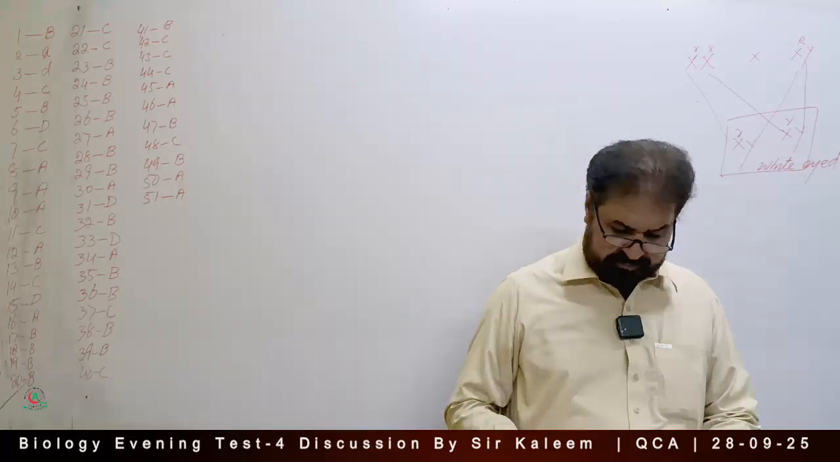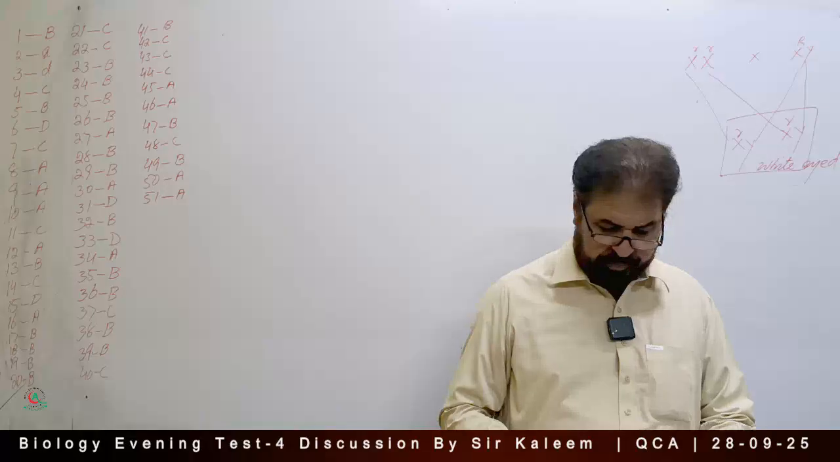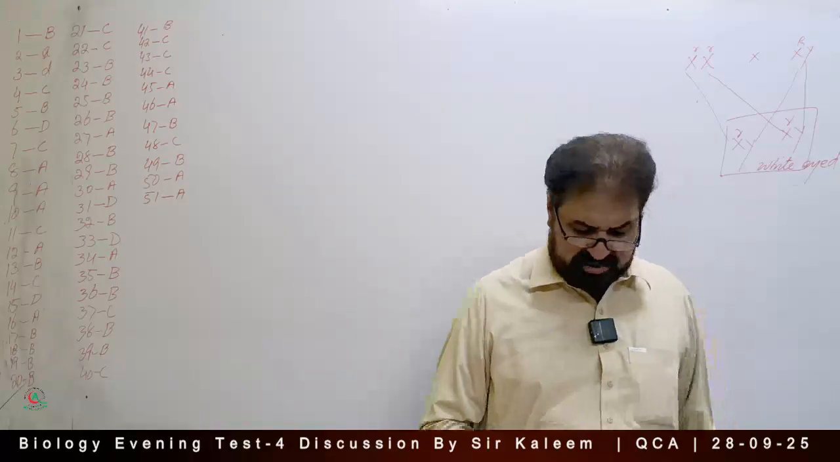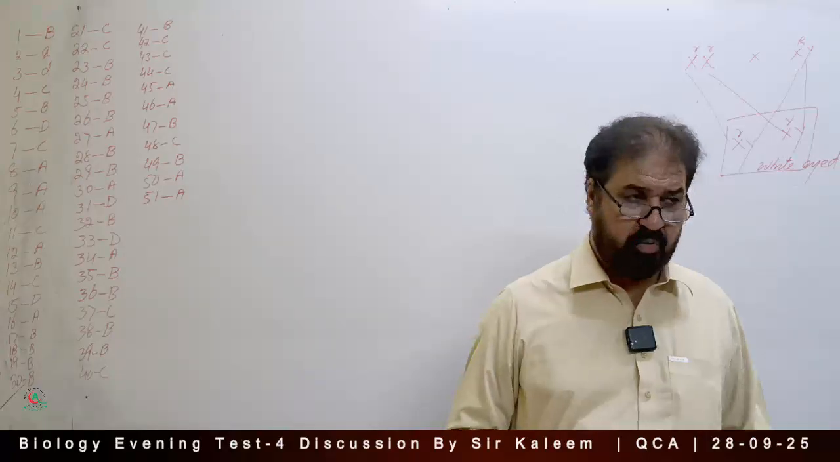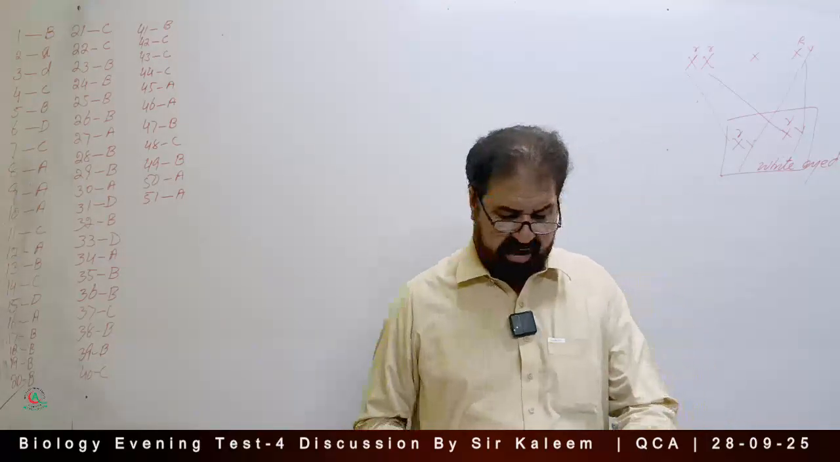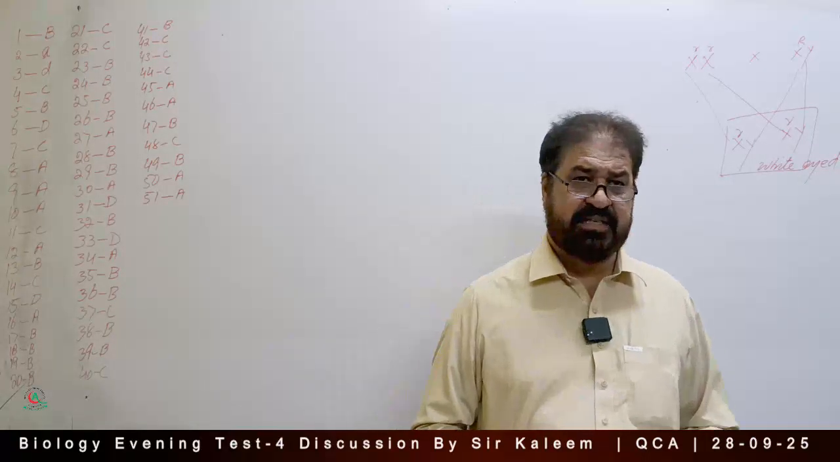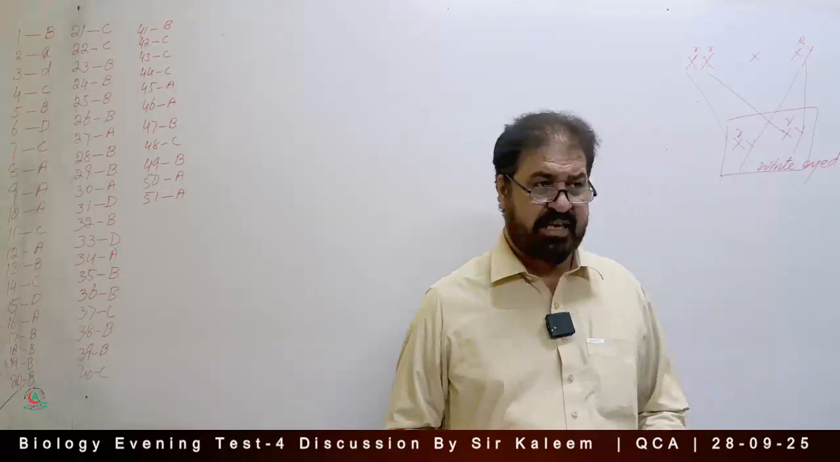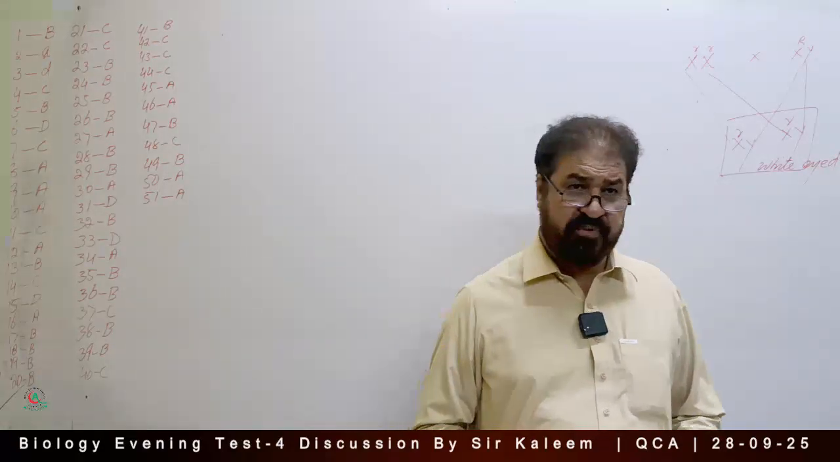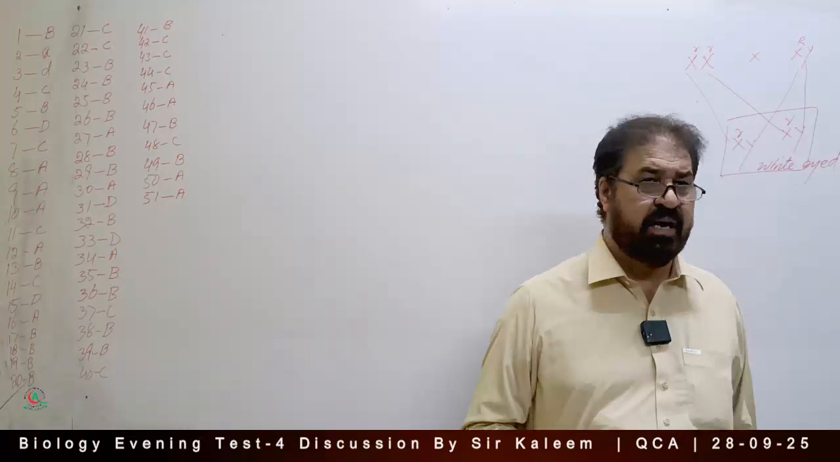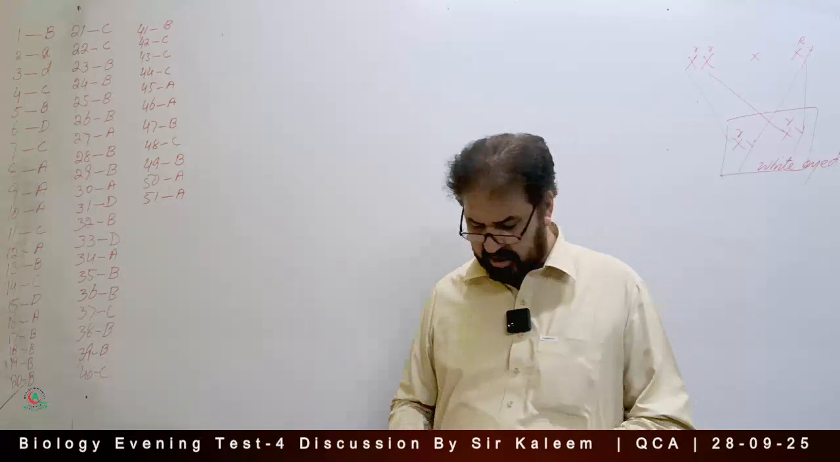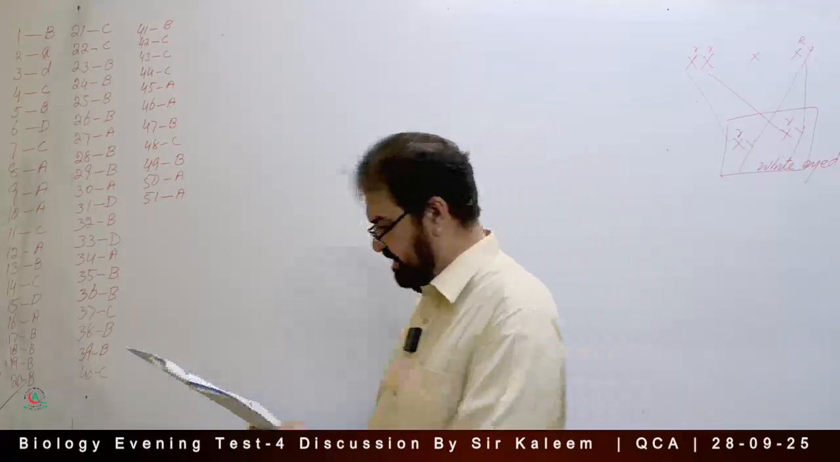Question number 52. In humans, most sex-linked traits are carried on the X chromosome. The Y chromosome has no somatic traits. There are more than 150 somatic traits whose genes are located on the X chromosome. So option first is correct.